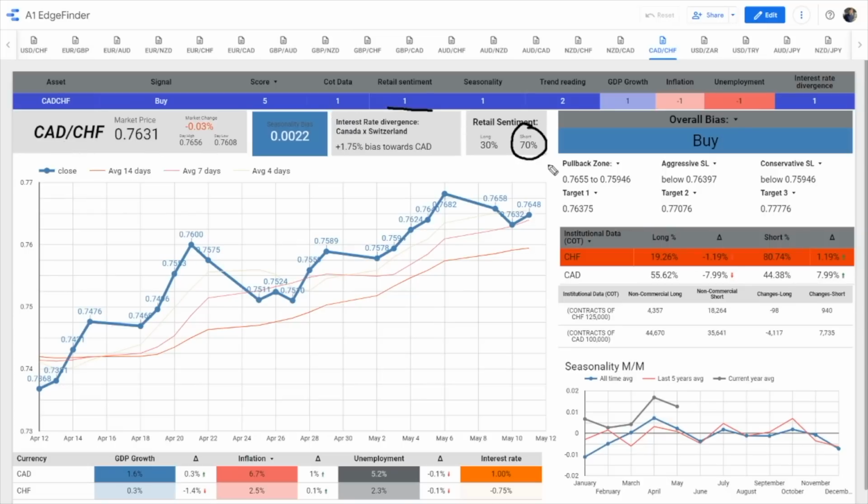Retail sentiment, the crowd is short here. So if the crowd is massively short, I'm looking for longs. Seasonality, you can see the month of May historically is positive for this pair. So I'm betting on the long side for that. We have a strong trend reading, and GDP growth, inflation, unemployment, and interest rates have all been taken into account by this A1 EdgeFinder, our software tool.